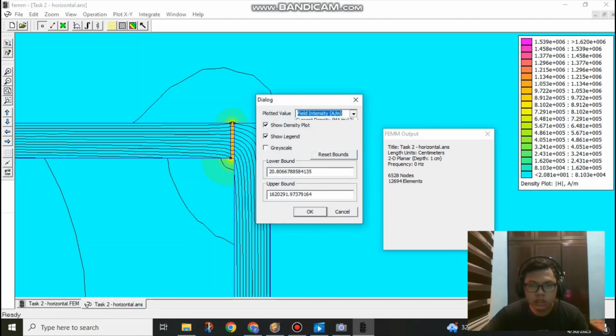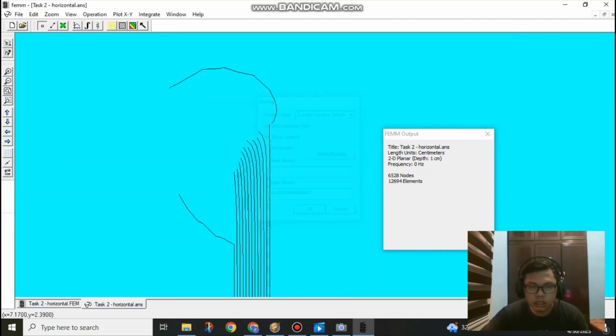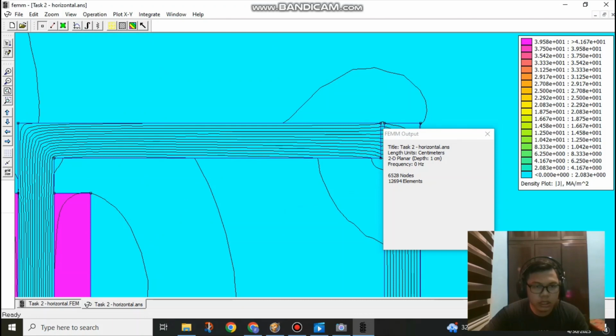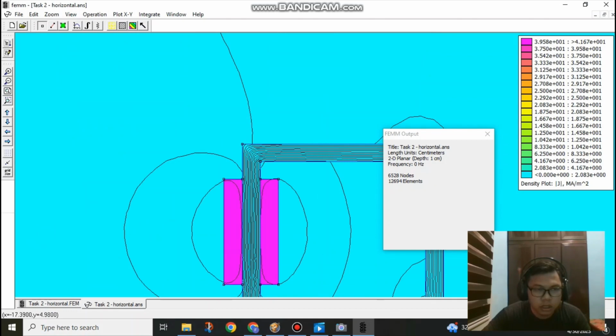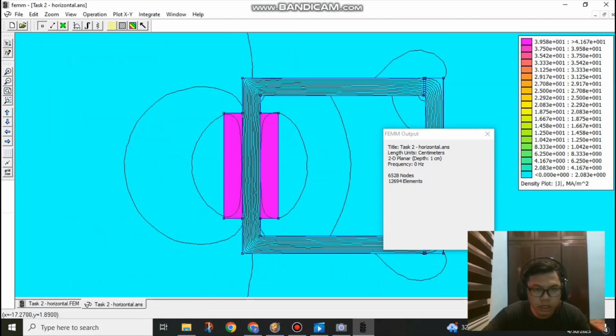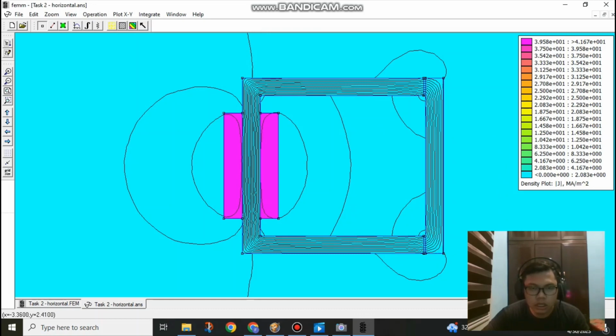Next is the current density. You can see that current density is mostly focused on the coil because the coil has high current density due to the source, which is the copper coil with 100 turns that will produce current to magnetize the C core so that the C core can attract the I core. That's all for the simulation of Task 2.